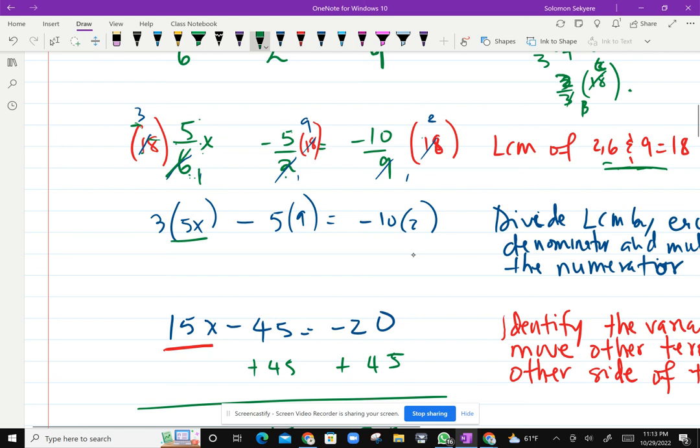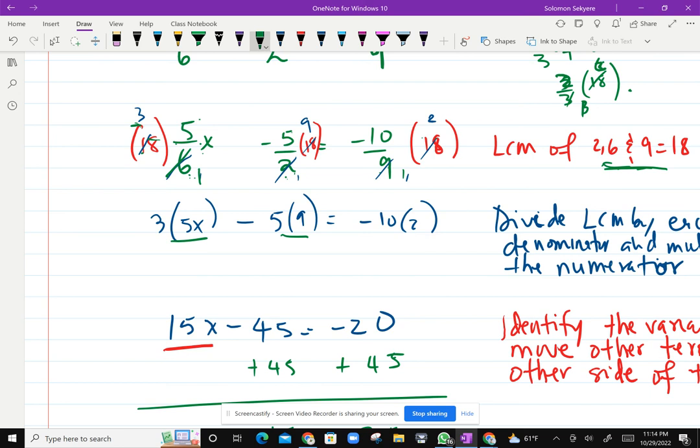So now, negative 5 over 2 times 18. 2 divides here 1, and then 2 divides here 9. Okay, so we are dividing the denominator by the LCM and then multiplying by the numerator. So we get negative 5 times 9. Again, what do we do over here? Negative 10 over 9 times 18. It is the 18 divided by 9. Okay, so 9 divides here 1, 9 divides here 2. Okay, so that's what we have.